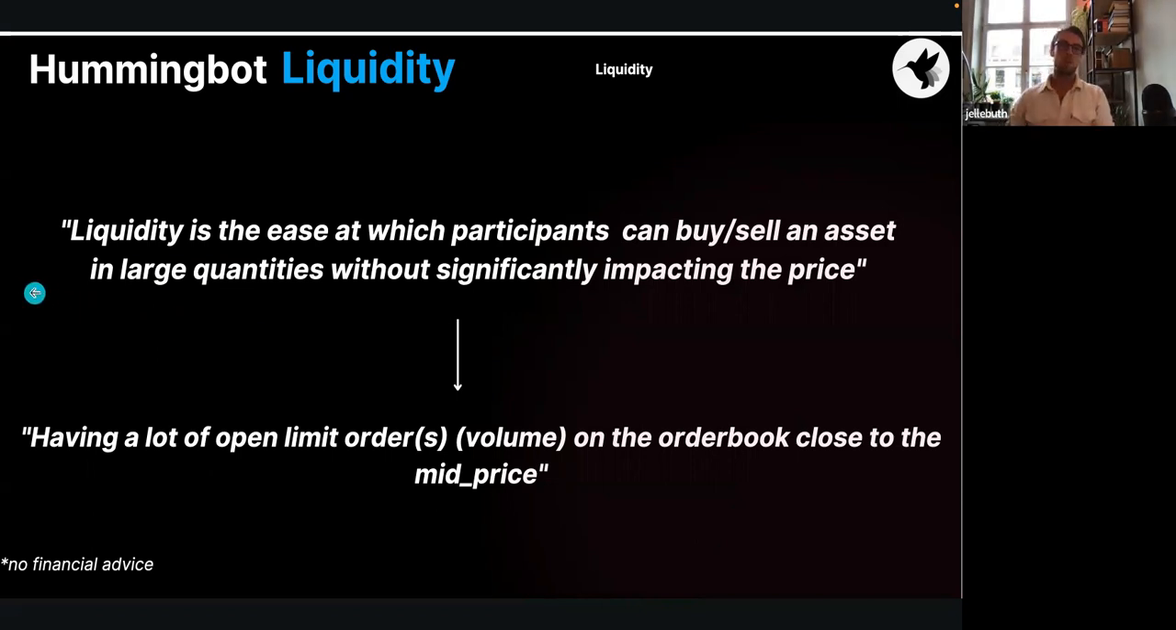And so I mentioned that maker orders on the book are really important, and I'll go a little bit deeper into why it's important right now. To me, liquidity means the ease at which participants can buy and sell an asset in large quantities without significantly impacting the price. In basic terms, what that simply means is you just need as many orders on the book on both sides as close to the mid price. So having a lot of open limit orders, or volume in US dollars, on the order book closer to the mid price. The closer these orders are to the mid price, the more liquid your token or your asset is, basically.